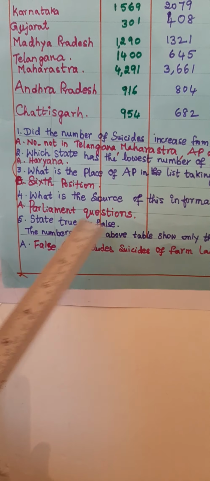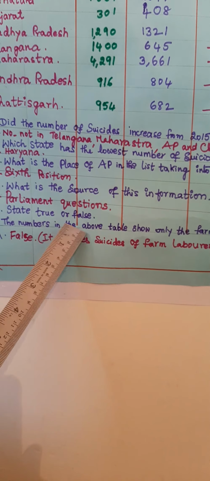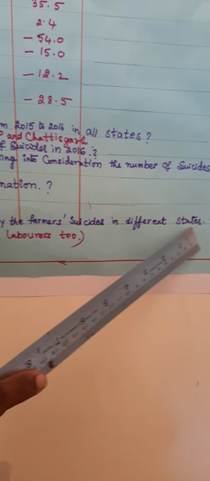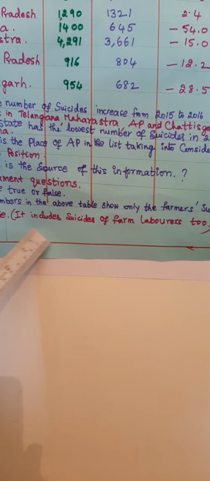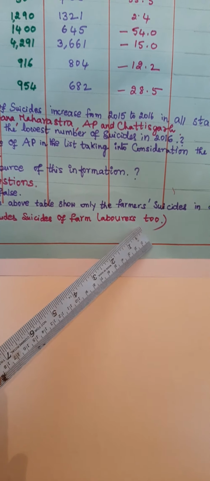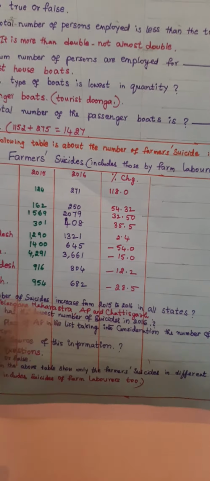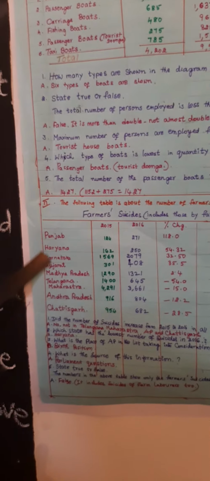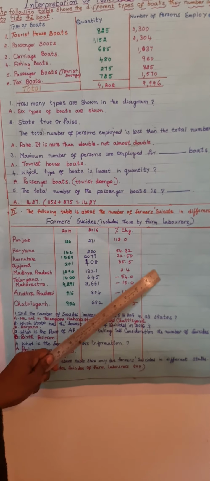State true or false. The numbers in the above table show only the farmers' suicides in different states. Does it talk only about farmers' suicides? False. It includes suicides of farm laborers too. That means agricultural laborers are also included. So like this, you have to understand the question very carefully and see what the columns are.